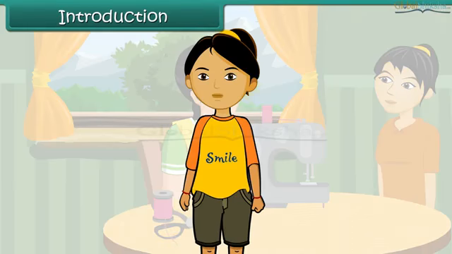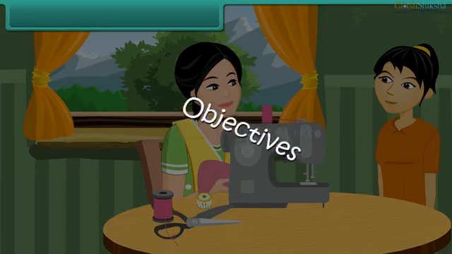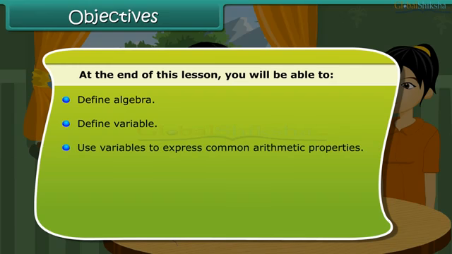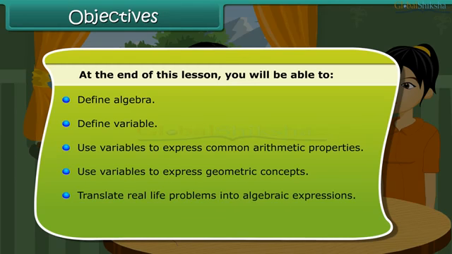In this lesson, you will learn algebra. Objectives. At the end of this lesson, you will be able to define algebra, define variable, use variables to express common arithmetic properties, use variables to express geometric concepts, translate real-life problems into algebraic expressions, find solutions to algebraic equations.